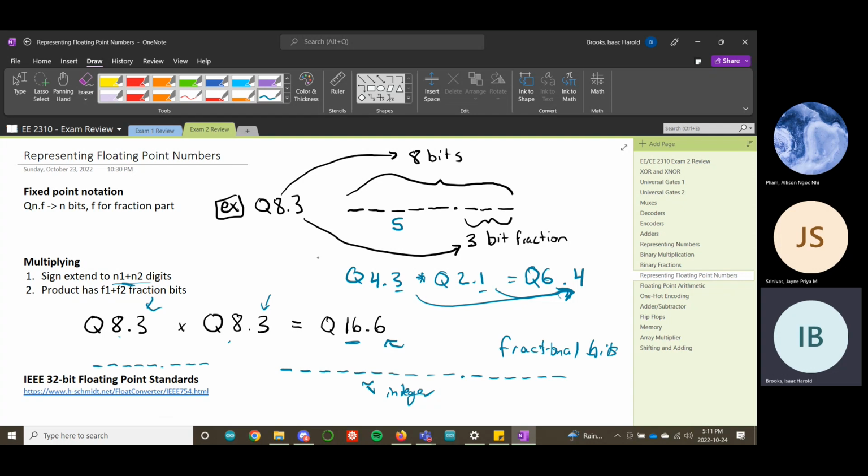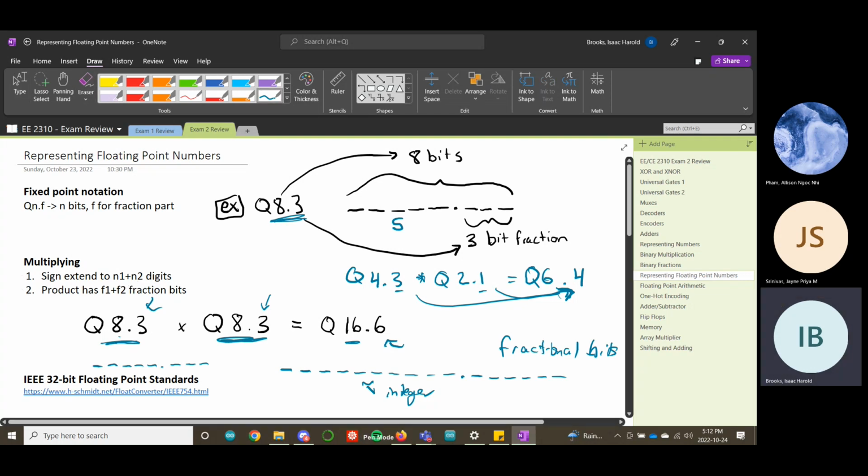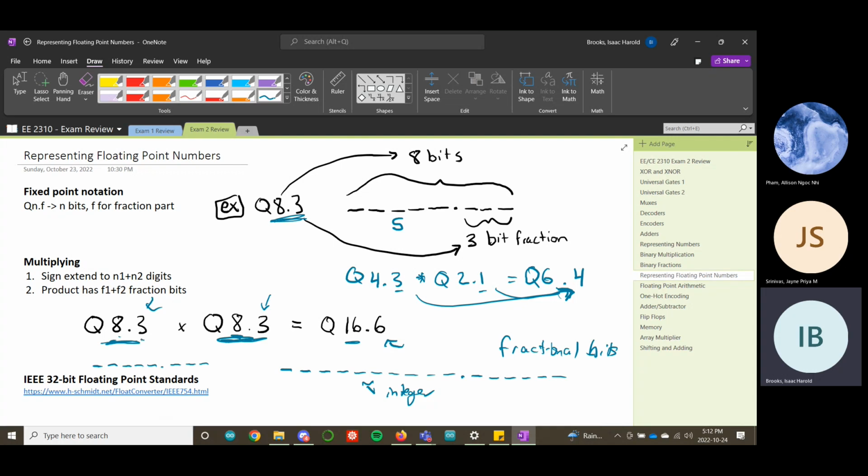So I would imagine that you might have a question like this, where they give you a standard. And if you're multiplying these two numbers, they're probably going to be in the same fixed point notation, the same standard. So that's why I showed this case where they're the same one. But in the general case, know these rules: the total number of bits is going to be the sum of the total number of bits for the inputs. And the number of fraction bits is also going to be the sum of the number of fraction bits of the inputs.